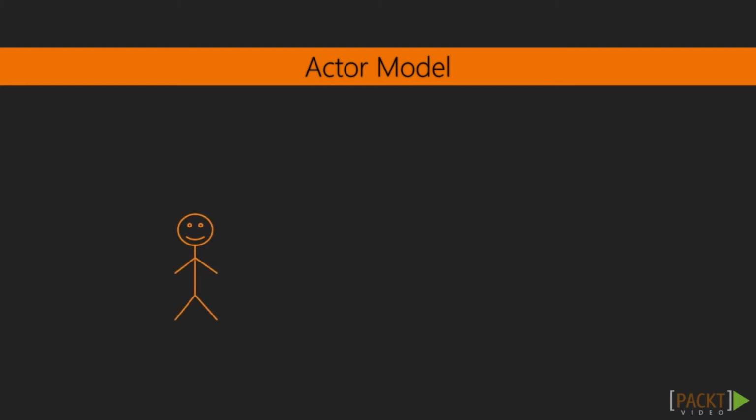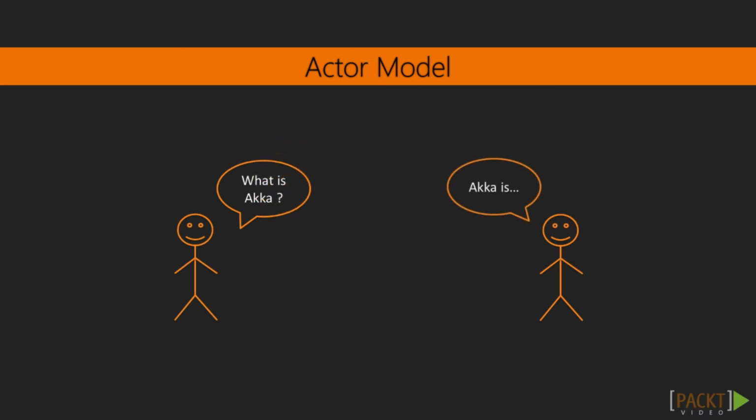Let's say you are an actor and your friend is another actor. You need to get some information about something random, so you send a message to your friend asking him to get this information for you. Your friend searches for this information and prepares the result to send it back to you. That is how actors work.